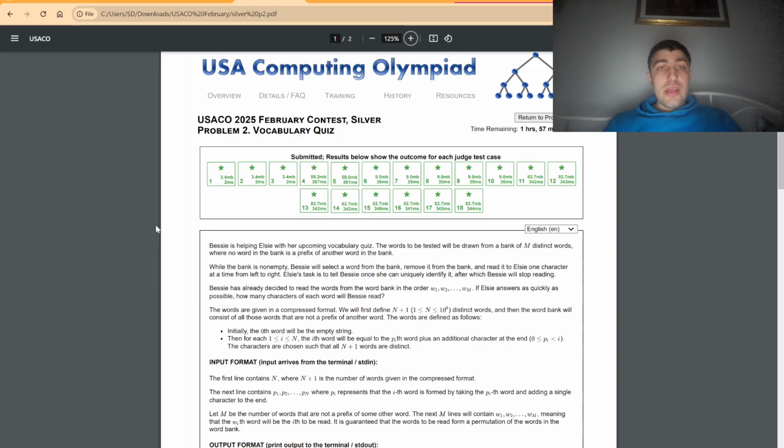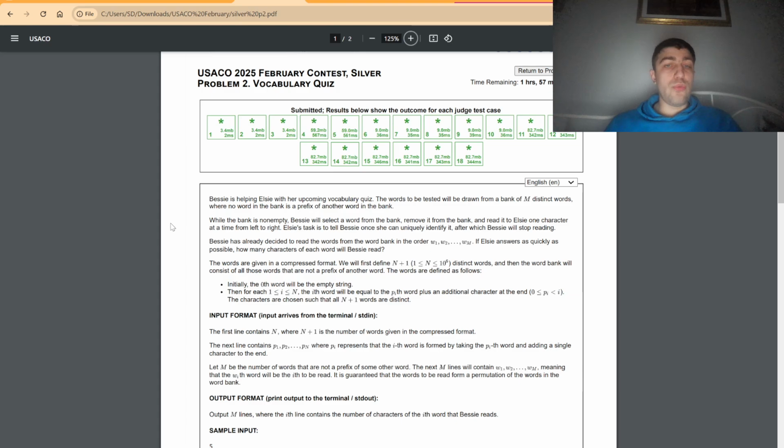Hello everybody, today I'm going to discuss the solution for the second problem from the 2025 USACO February contest in the Silver Division, the problem Vocabulary Quiz. In this problem, we are given a sequence of words and we know for each word the word from which it originates, plus the fact that that word will have one extra character.